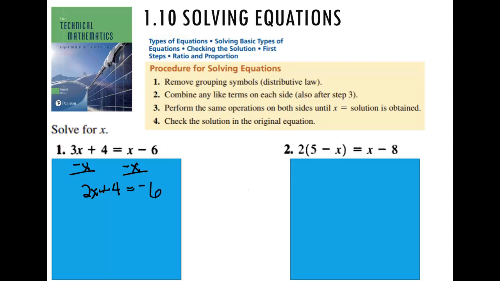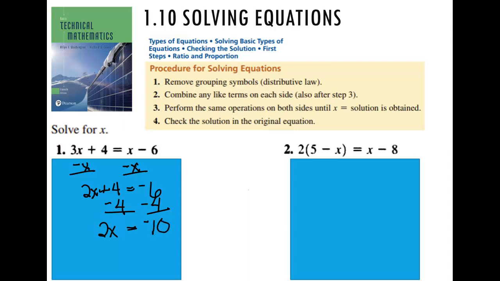And then my next step would be to isolate this part with x in it. So to do that, we need to do the opposite of what's been done. So I'm going to subtract 4 from both sides. Whatever I do to the left side, I got to do to the right. So this is going to cancel out, and that leaves us with 2x equals negative 10.